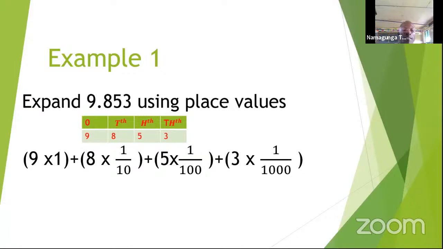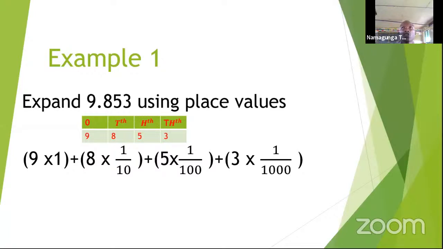And the first digit on the right of the decimal point is 8, and we said its place value is tenths. The second digit on the right is 5, and it takes the place value of hundredths. And the last digit there is 3, which is in the third position on the right of the decimal point, and takes the place value of thousandths. Please, I hope you are following what we are doing properly.